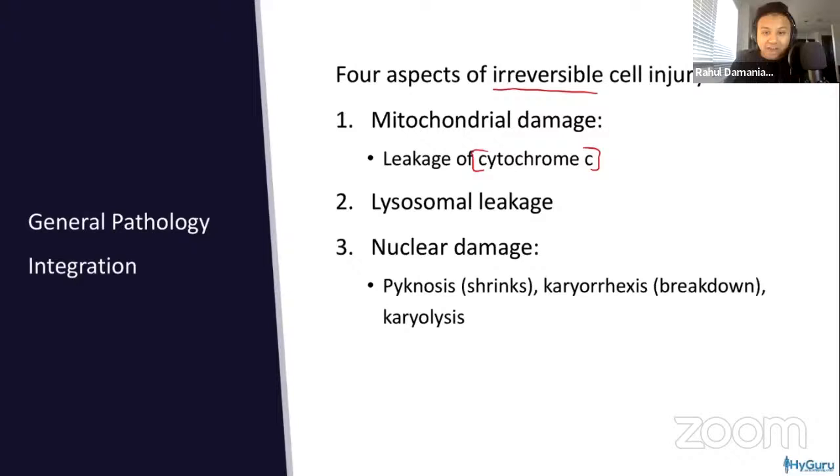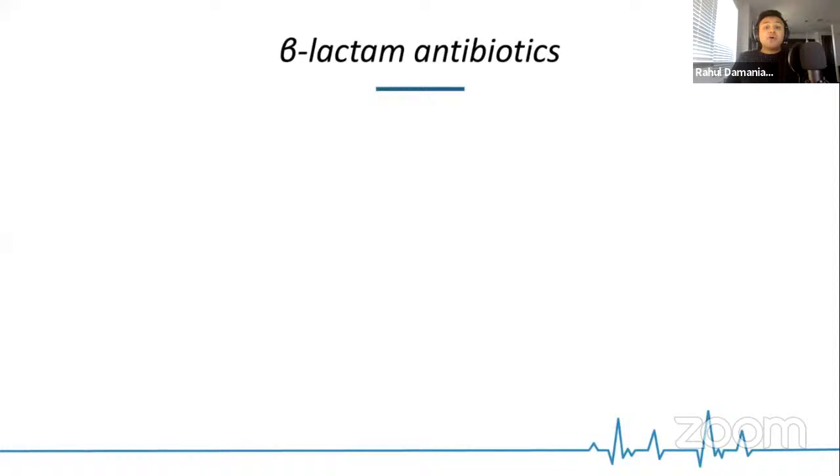So remember, beta-lactams inhibit transpeptidation, inhibit the cell membrane synthesis, and that causes membrane damage of bacteria. And if you get membrane damage, bam, that is an irreversible sign of cell injury, which can then lead to cell death. So let's go through beta-lactam antibiotics.